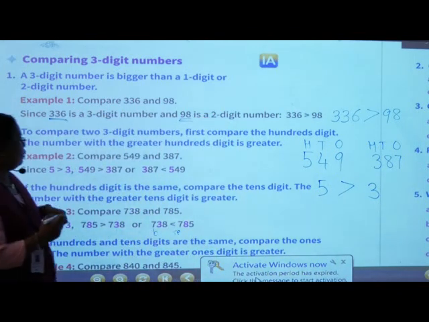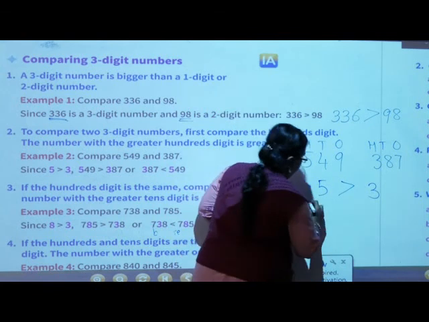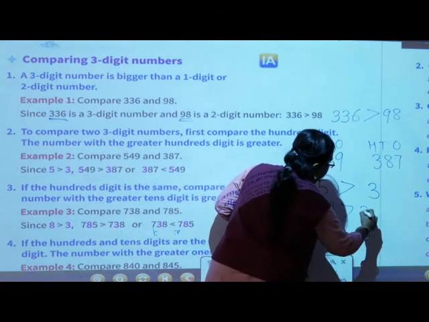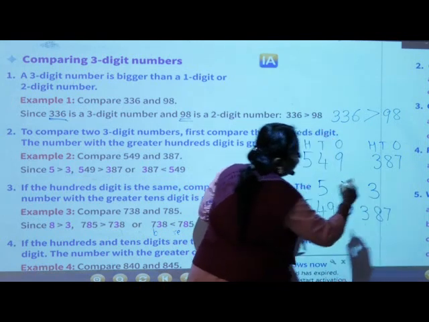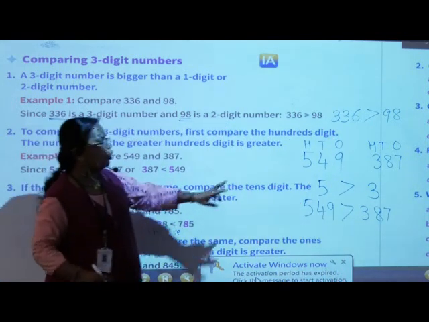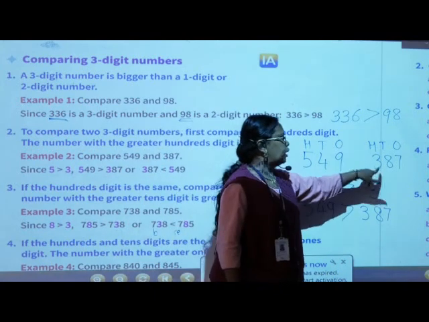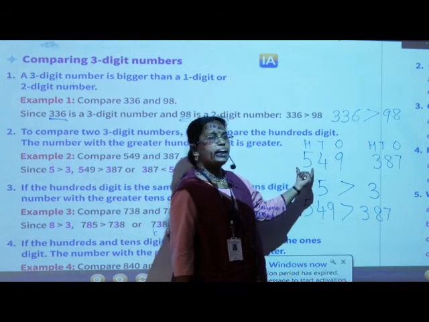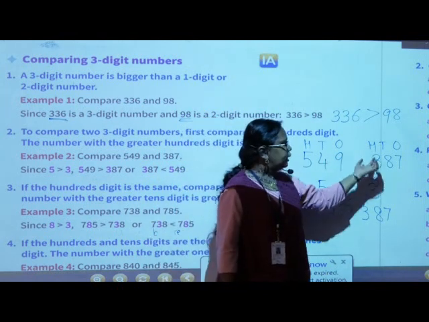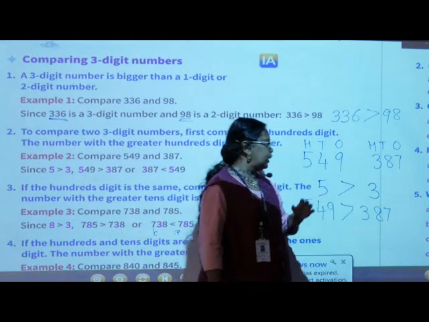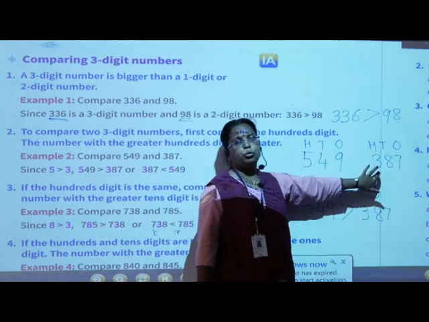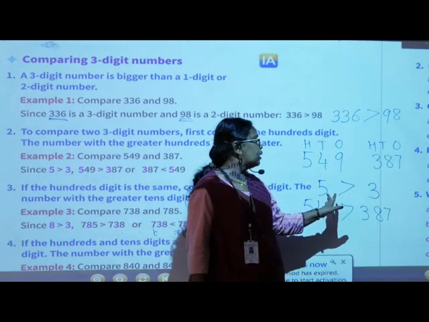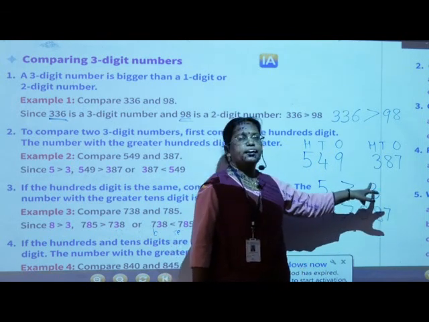So your number will be 549 greater than 387. First you will compare only the hundreds number. In both 3-digit numbers you take only the hundreds number. In the hundreds place there is 5 and here in the hundreds place there is 3. So we took only these two numbers, 5 and 3, and we saw which is the greater number. 5 is greater than 3.